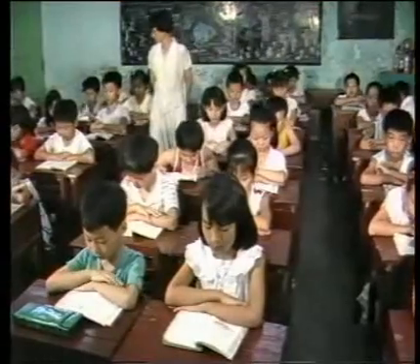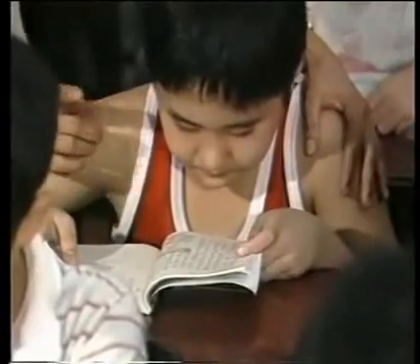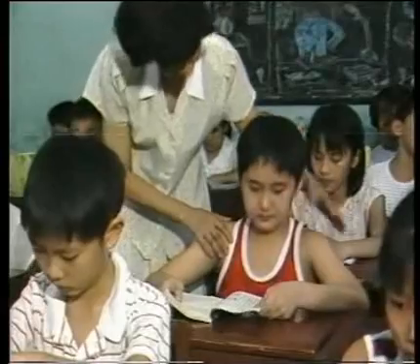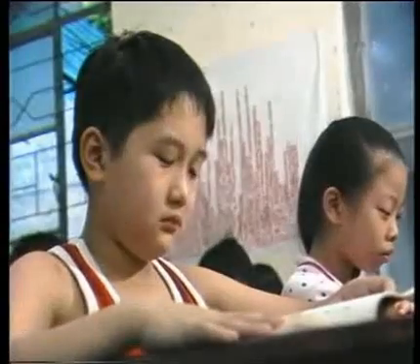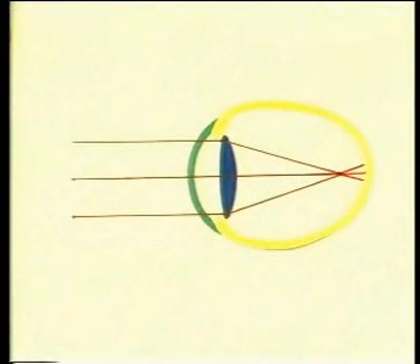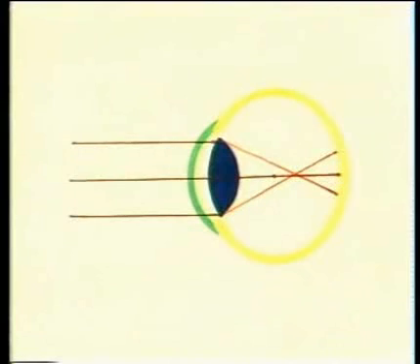Myopia. Myopia is the failure of the eye to see clearly, especially distant objects. The disease is caused by the elongation of the eyeball, which results in erroneous refractions, so that parallel rays are focused in front of the retina.